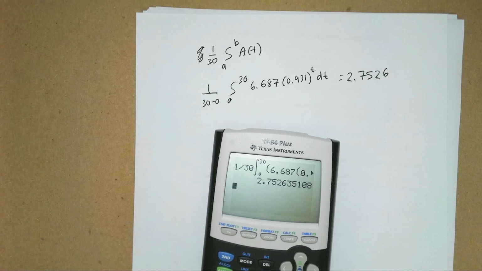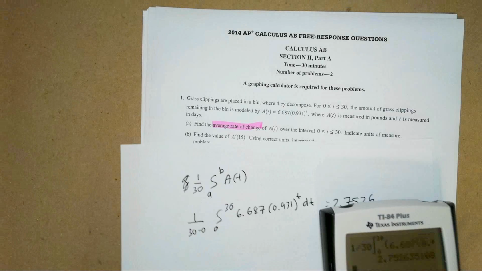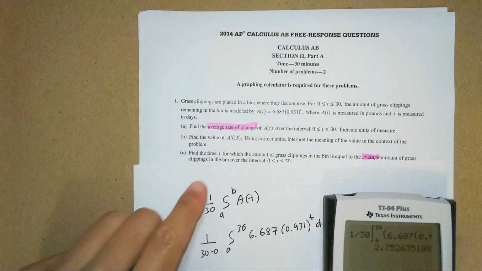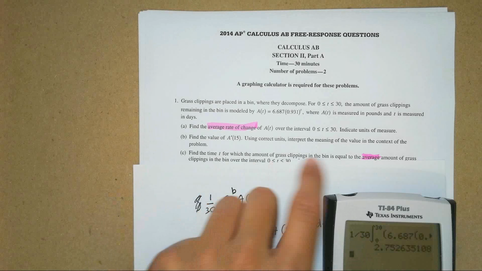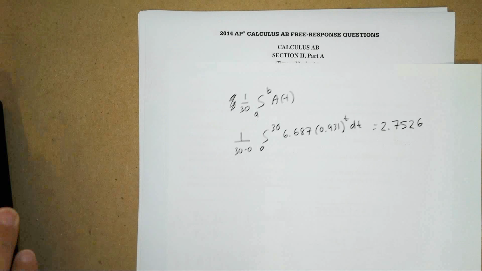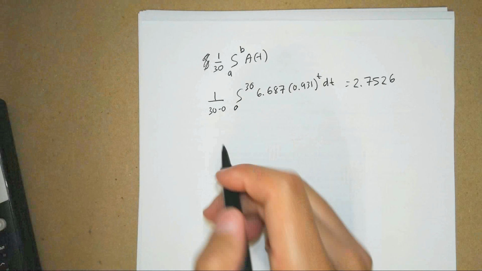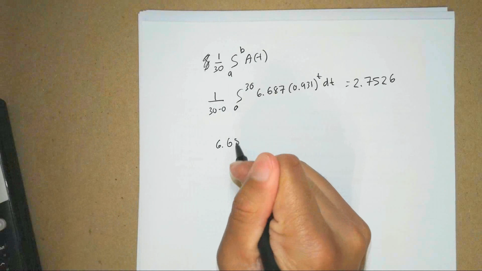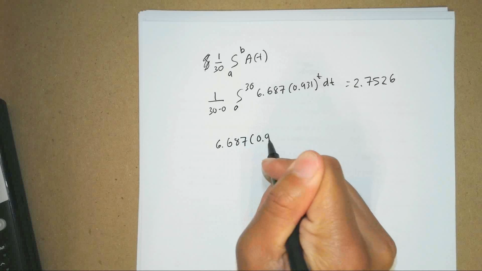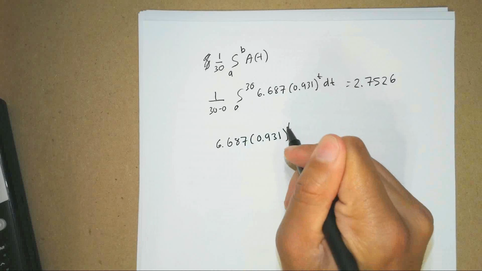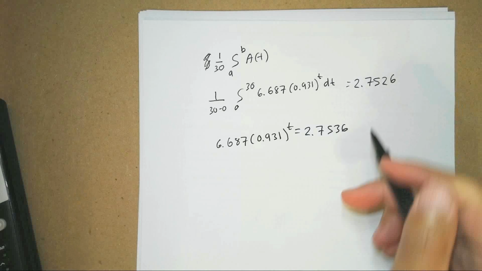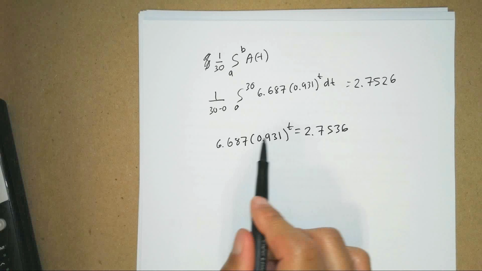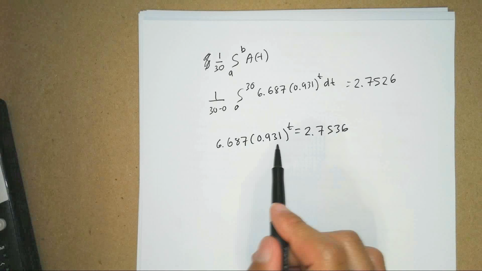But the problem is they were asking us, going back to the question, at what time is this equal to the average? So then we're going to go, okay, well, at what time? That means that the original equation, 6.687 times 0.931 to the t, equals 2.7526. Because it wants to know at what time the original equation is equal to the average amount. So this becomes a problem where it's just algebra.